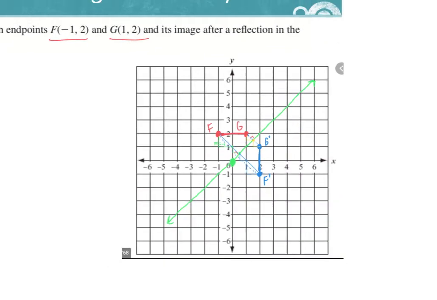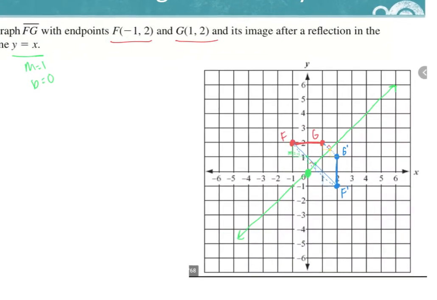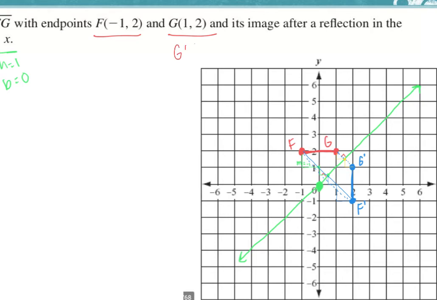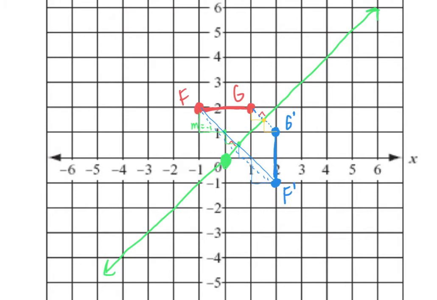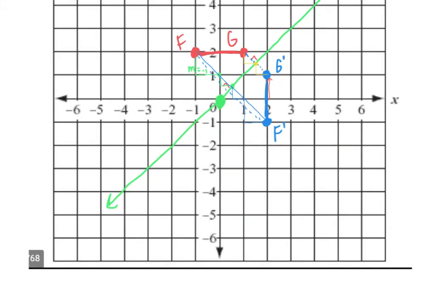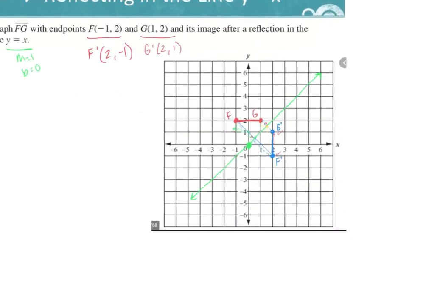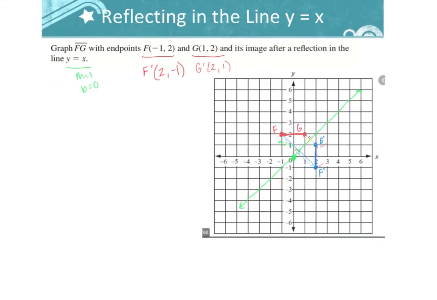So, G's point was 1, 2. By the coordinate rules, G prime should be at 2, 1. And it absolutely is. G prime is at 2, and we go up 1. So that's exactly where G prime is. Perfect. Let's try it for F prime. F prime should be at 2, -1. Okay, let's check it out. F prime is at 2, -1. Beautiful. So these coordinate rules are extremely helpful because reflections sometimes can be very difficult to plot.